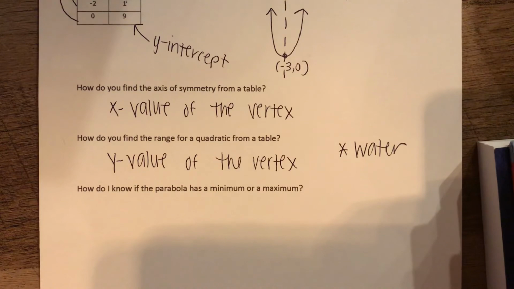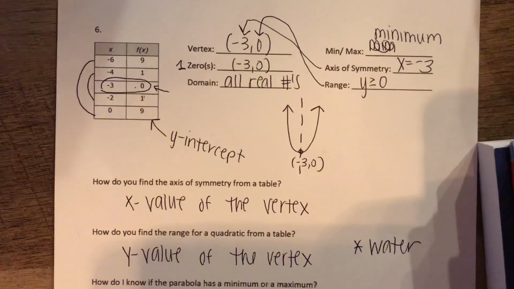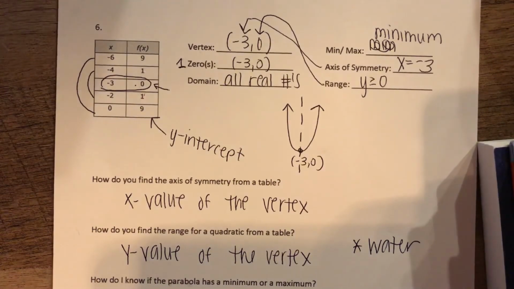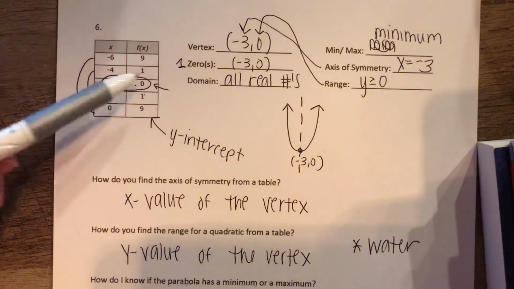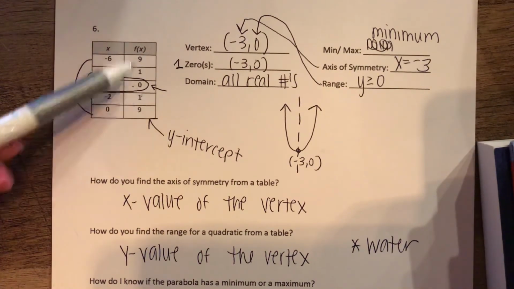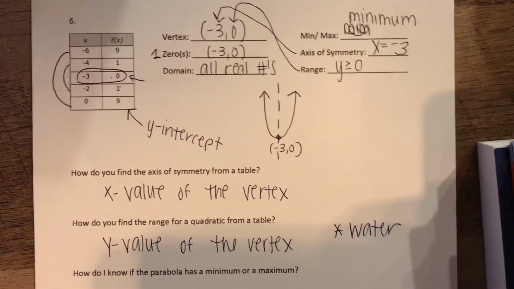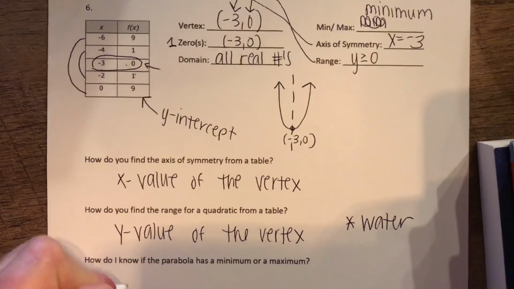And the final question is going to ask us, how do I know if a parabola has a minimum or a maximum? Well, each time we discussed the minimum or the maximum of a parabola, we said to go look at the vertex and see what kind of points were the y values surrounding that vertex. So we'd look at the vertex, we look at the y value, and we'd say, are the points surrounding the vertex bigger or smaller than this vertex point?